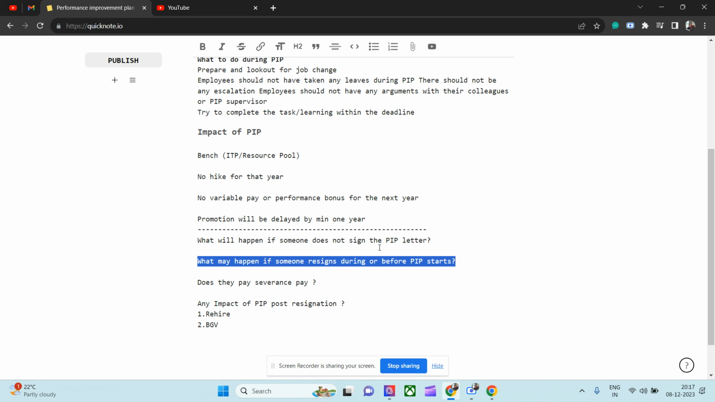So in PIP, once the PIP is done, if someone is unable to clear the PIP, possibly they have to resign on the same day, and the exit formalities will be done on the same day itself. There is a specific team that deals with all these PIP cases and tries to clear everything on the same day, and in the evening they will get the relieving letter or the exit letter, which is equivalent to a normal resignation. That is what they will receive.